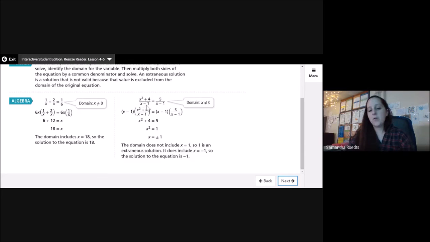For X squared plus 4 over X minus 1 equals 5 over X minus 1, the domain can't include 1 because that would not be a solution. So I multiply both sides by X minus 1 since that's my common denominator. I get X squared plus 4 equals 5 because the X minus 1's cancel. So I have X squared equals 1, so X is plus or minus 1. The domain does not include X equals 1, so 1 is an extraneous solution. It does include X equals negative 1, so the solution to the equation is negative 1.